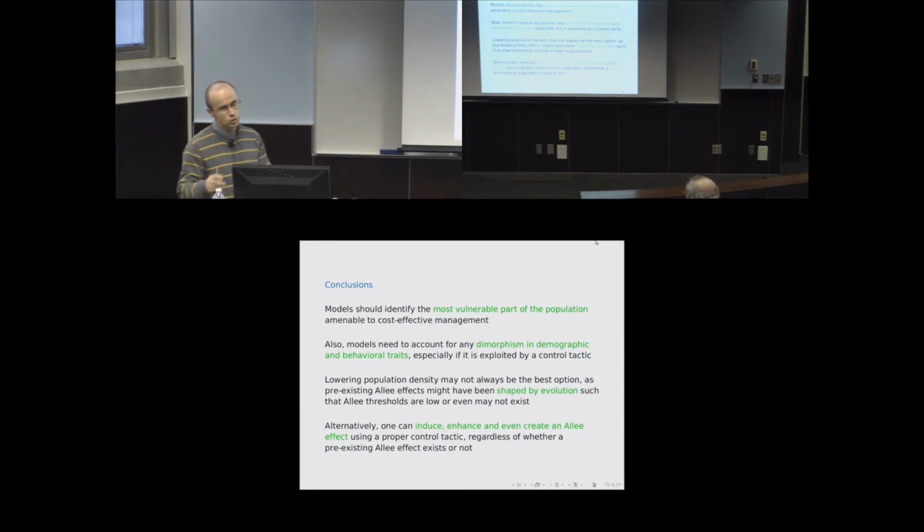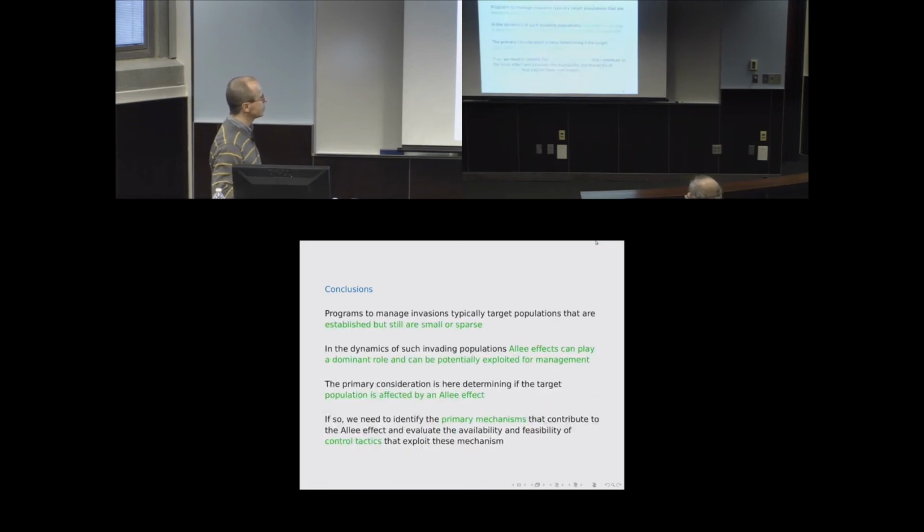I also demonstrated two ways of how to exploit the Allee effect. The first one is just to lower population density, and the second one is to increase the Allee threshold. As I already said twice, just lowering population density need not be the most effective approach, because evolution can shape the Allee threshold such that it is very low. Alternatively, we can enhance the Allee effect, create an Allee effect, and possibly increase the Allee threshold to such a high level that we can exploit it efficiently for population control.